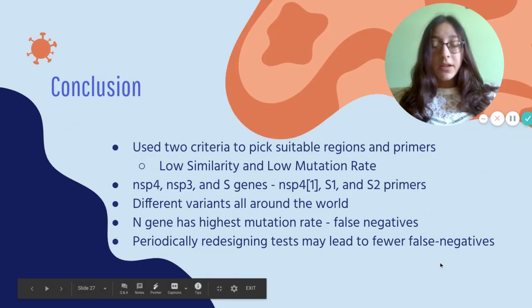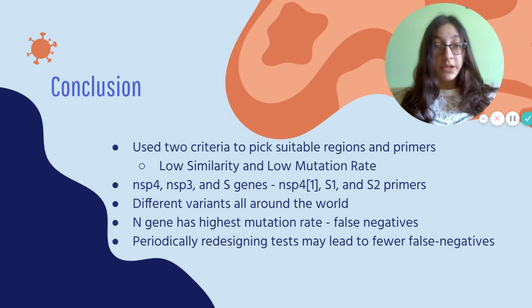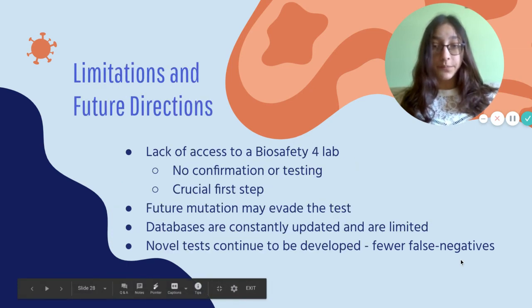Discussion. In conclusion, I used 2 criteria to pick suitable regions and primers. These 2 criteria were low similarity and low mutation rate. NSP4, NSP3, and S genes were chosen, and they yielded NSP41, S1, and S2 primers. There are different variants of SARS-CoV-2 all around the world, which highlights how important it is to have a test that picks up on all of these variants. N gene, which is used by the CDC test, has the highest mutation rate, which is likely why there are so many false negatives. And periodically redesigning tests may lead to fewer false negatives in the future.